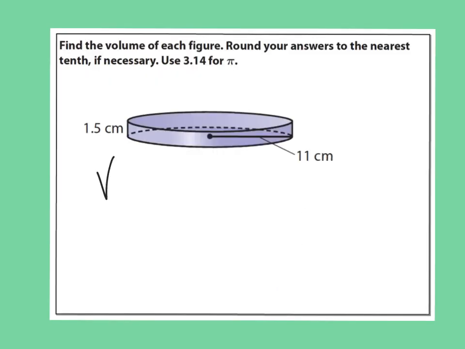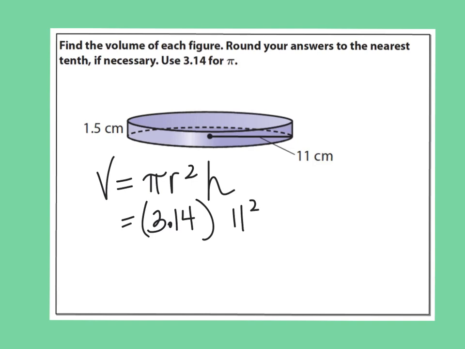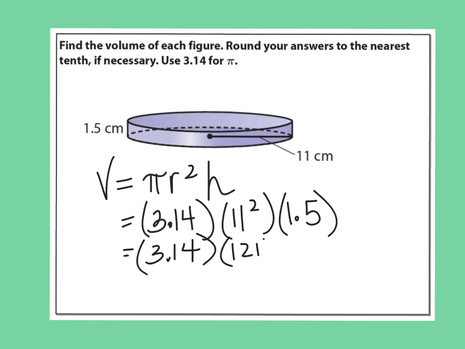All right, in this one, again, I'm going to start with my volume formula. Volume equals pi r squared, that's my area formula, times the height. Substitute in my values. Again, I'm told to use 3.14 for pi. My radius is 11, so 11 squared, and my height is 1.5 centimeters. Now go ahead and evaluate that exponent. 11 squared is 121, and now I have my numbers I need to multiply out.